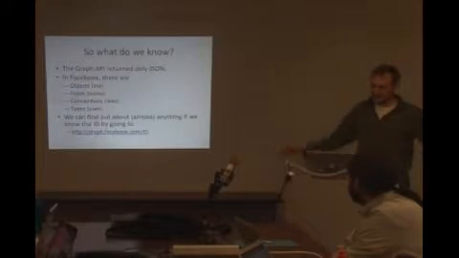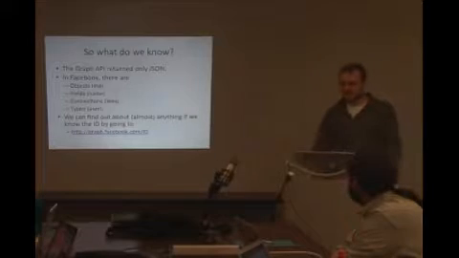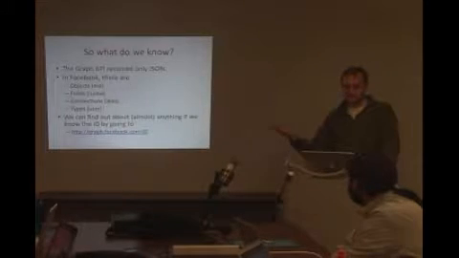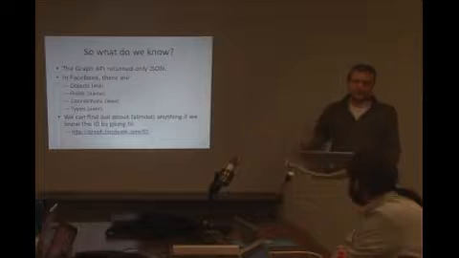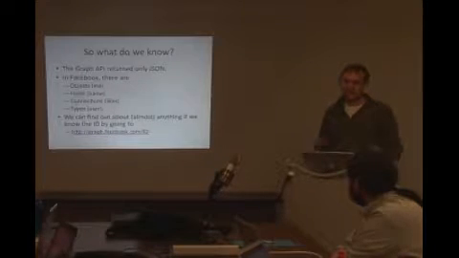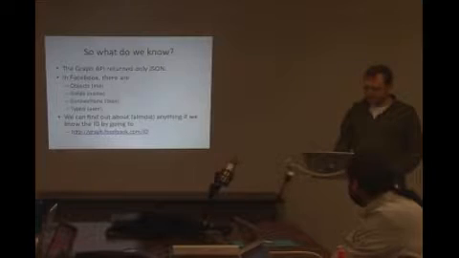So what do we know? The Graph API returns only JSON. We've got objects, fields, connections, and types. And we can find out about almost anything if we know the ID by going there, and also if you have the appropriate access token. I'm not going to keep talking about access tokens. Keep it in your mind.